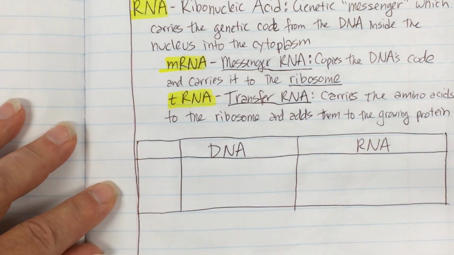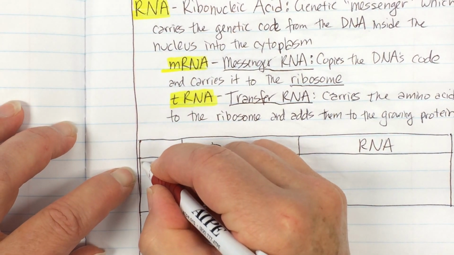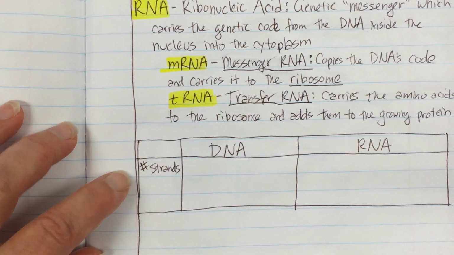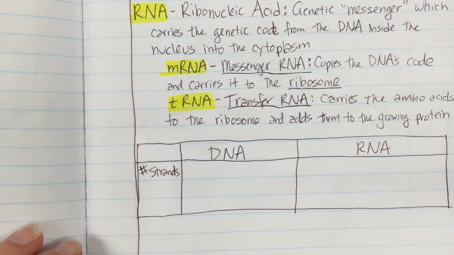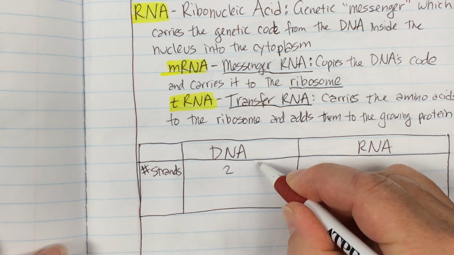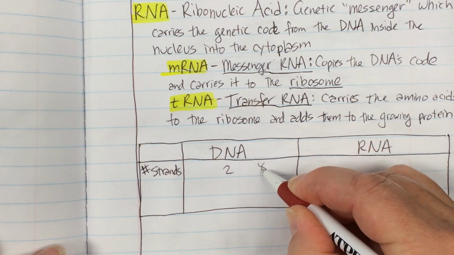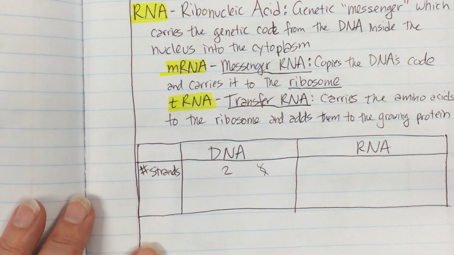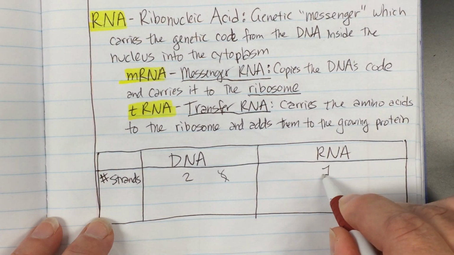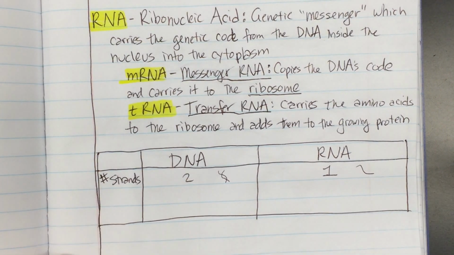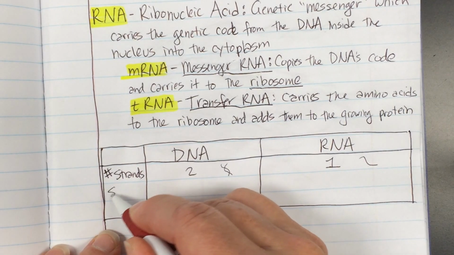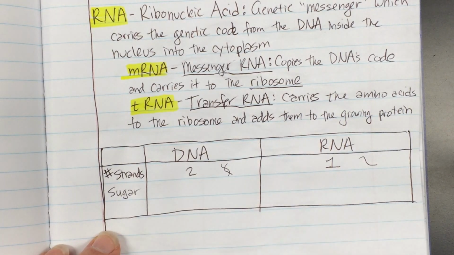We're going to compare, first of all, this stands for number, the number of strands. So if you remember, DNA has 2 strands, right? It's the double helix, like this. That's kind of a bad helix. But remember, they have 2 backbones. Well, RNA has only 1 strand. Only 1. Okay? The other thing that's different about them is the type of sugar.